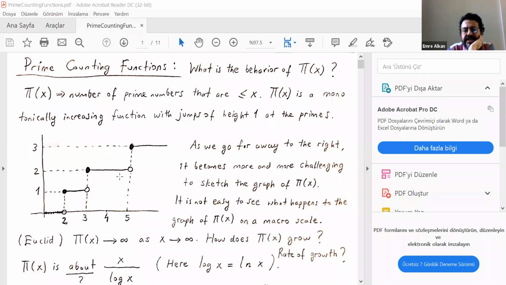Okay, so this means that we will accumulate more and more. So it's monotonically increasing to infinity. So that's what we have.